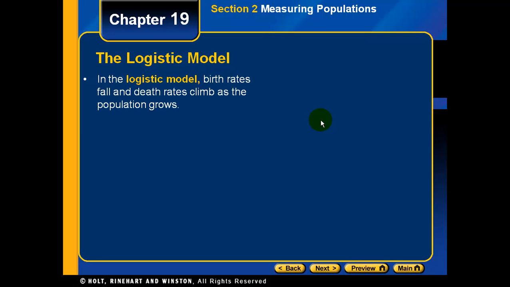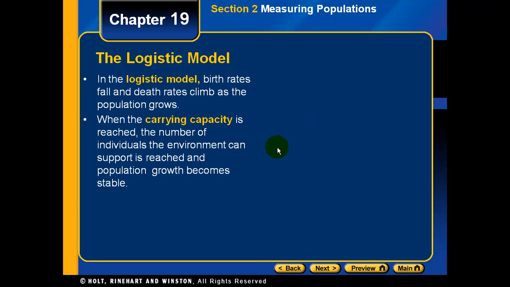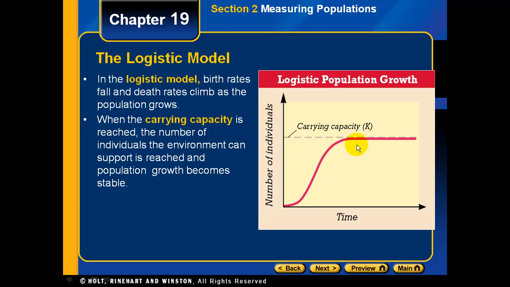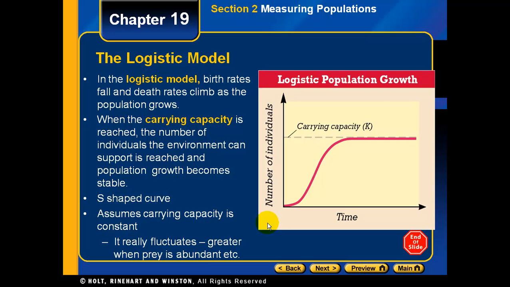So in reality, most populations have a logistic model. They follow this model. This is when the birth rates fall and death rates climb as a population gets high. When the carrying capacity is reached, which is represented as K on the graph, the number of individuals the environment can support is reached. That's the limit of the population. The population grows until it reaches that carrying capacity, and then it becomes stable. So instead of a J-shape, it starts off J, but it turns into an S-shaped curve. It assumes that carrying capacity is constant, but actually the carrying capacity does fluctuate a little bit. It's greater when there's more prey, for example.